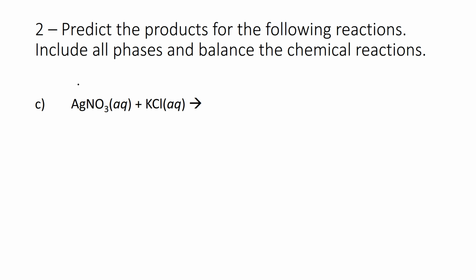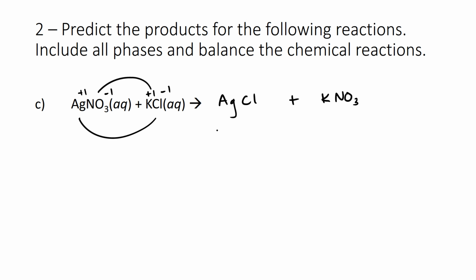Next is 2C, another double displacement. Go ahead and write the charges on these. Cl has a -1, K is a +1. NO3 is a -1, and Ag is +1. So when we do the double displacement, because all these charges are the same, we're not going to have to add any coefficients to anything. We're just going to go ahead and say that these products will be AgCl plus KNO3. And everything is balanced already, so we just have to say what state these are going to be in.